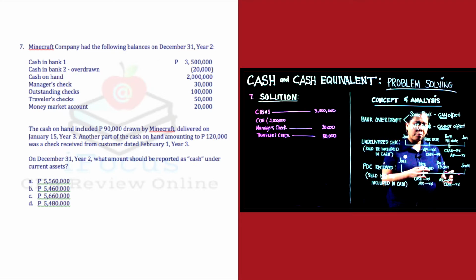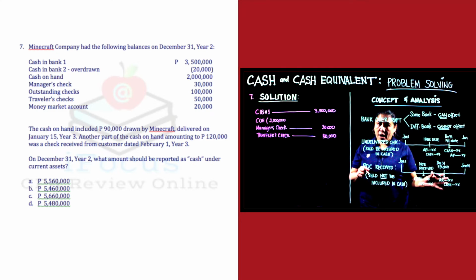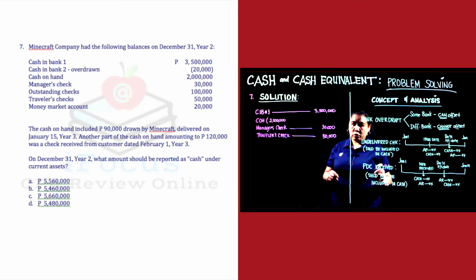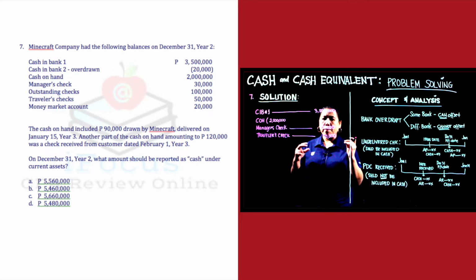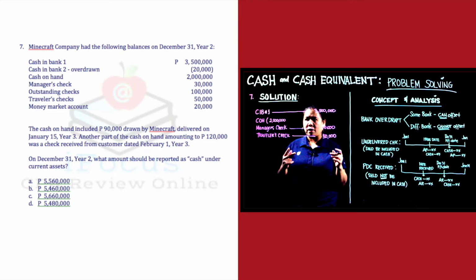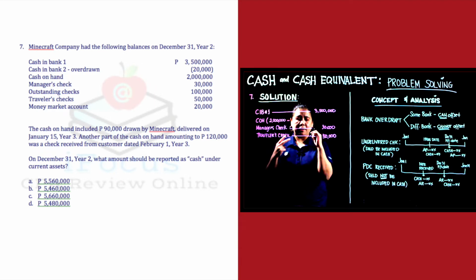Alright? On December 31st, we will revert it back to accounts receivable. So, ang entry natin sa December 31st is debit to accounts receivable and credit to cash to show the right amount of your accounts receivable and the right amount of your cash. So, ito hindi dapat included sa cash natin. But ang sabi ng problem, another part of the cash on hand amounted to 120,000. So, nandun yan sa 2 million. So, aalisin natin yan kasi hindi dapat yan kasali.